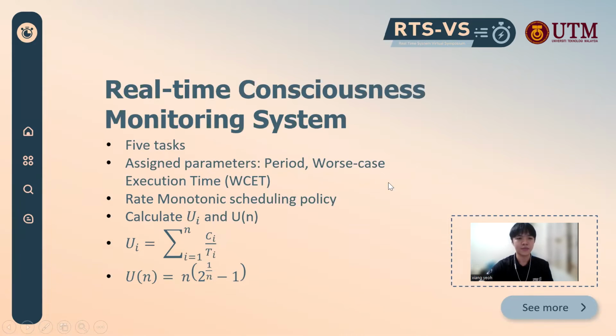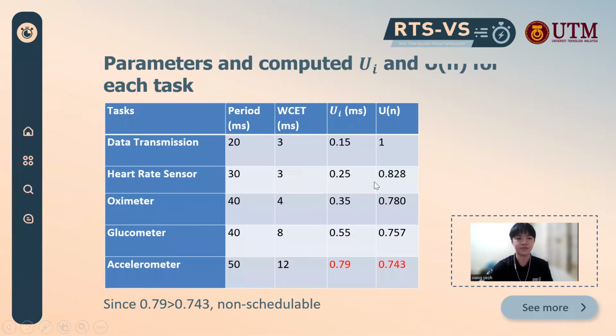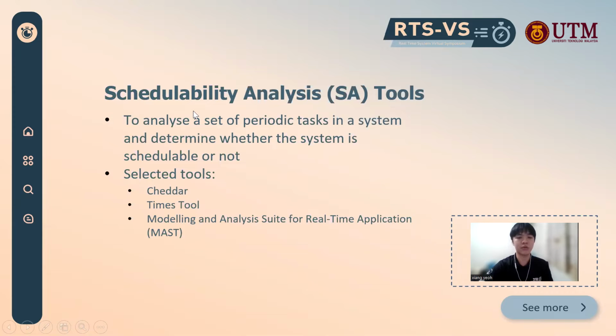For the real-time consciousness monitoring system that we developed in our project 1, we have 5 tasks, and I'm going to assign 2 parameters, which are the period and worst-case execution time, using the rate monotonic scheduling policy. I'm going to calculate the Ui and Un for the tasks. These are the parameters and computed Ui and Un for each task. As you can see, the value of Ui for accelerometer is larger than the Un, so the system is non-schedulable. Let's move into the schedulability analysis tools.